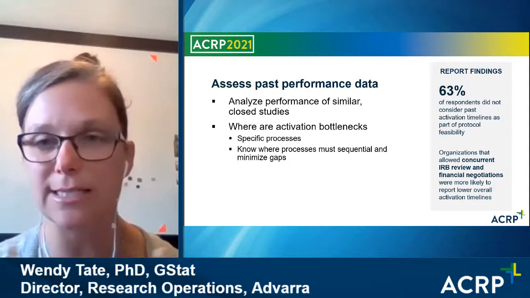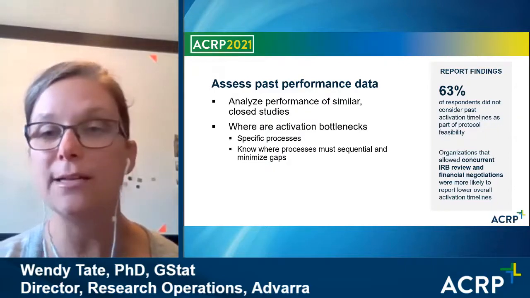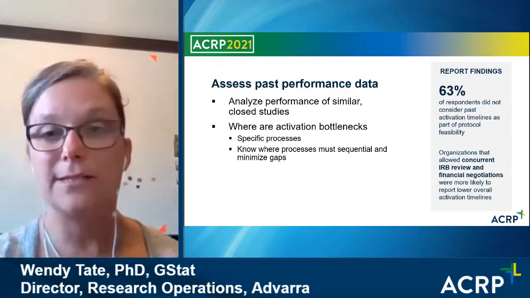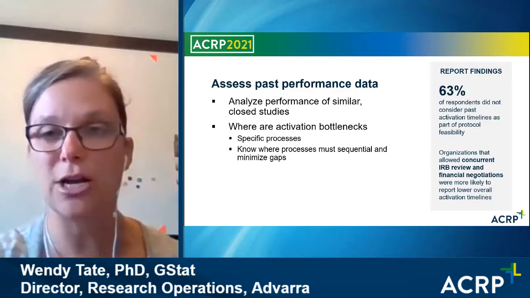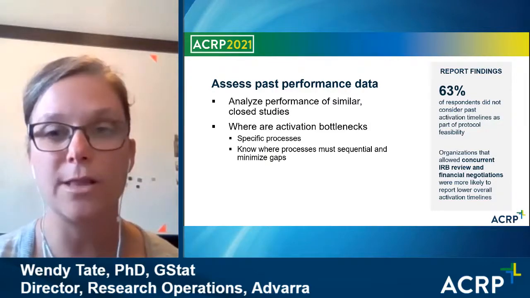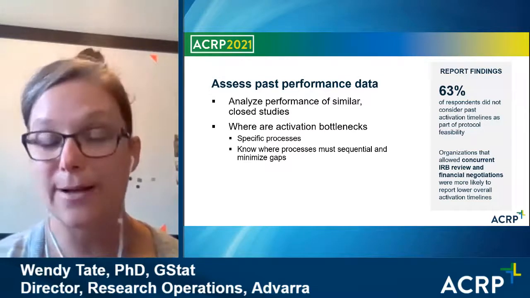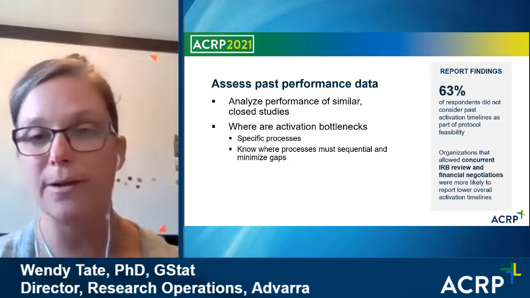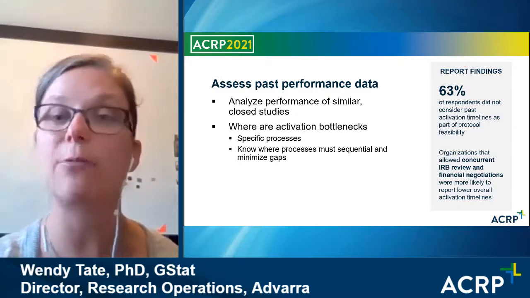How do we make sure that something doesn't sit on somebody's desk for 2 weeks before it gets signed? How do we make sure that we can do as many things concurrently instead of sequentially? If we can take these processes that are normally back to back and stack them on top of each other, that can shorten our times. Understanding your past performance data is going to help you for this study as well as your entire portfolio. And it was really important to note that we asked about sequential versus concurrent processes, and those organizations that allowed concurrent IRB review with financial negotiations were more likely to report overall activation timelines that were lower.